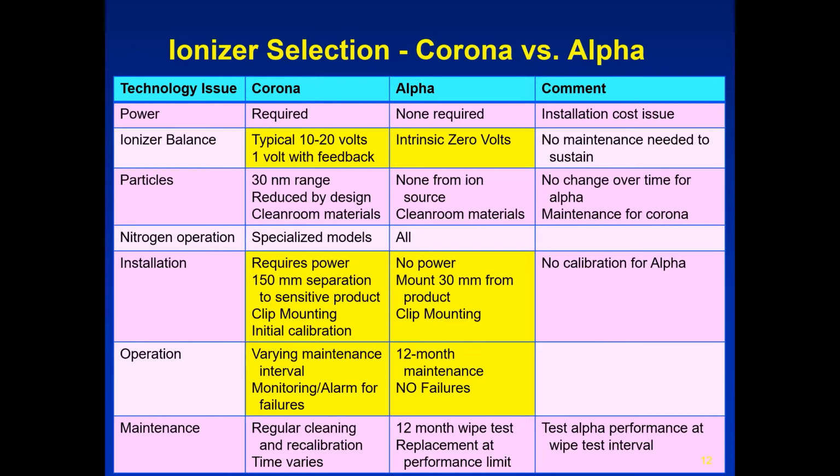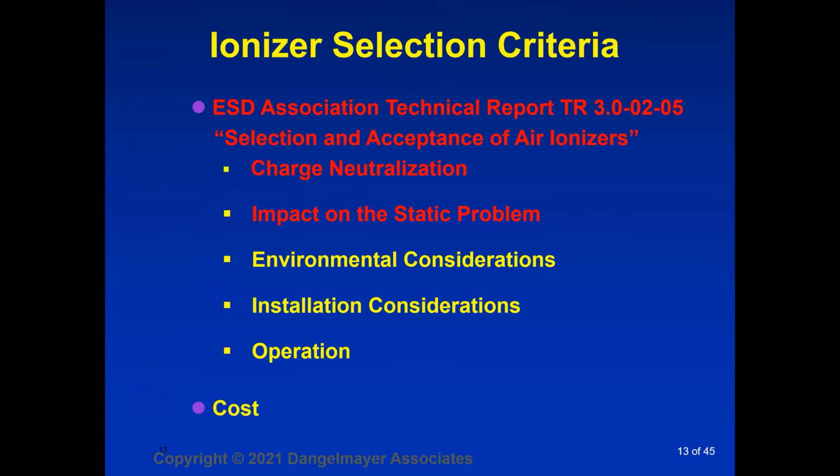Other things here, you'll be able to read. You'll get a copy of the webinar today. So what are ionization selection criteria? Well, fortunately, there's a document from the ESD Association that can help you with this. It's our technical report TR 3.0. It's called Selection and Acceptance of Air Ionizers. And what it talks about are the things that are important when you do select your ionizer, and how you get an ionizer and check it and decide whether to use it.